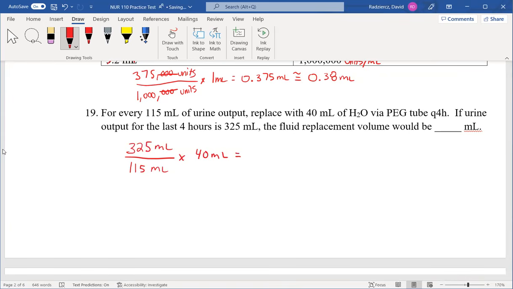325 times 40 is 13,000, divided by 115 gives you 113.0434. You would round that to the nearest tenth. And because the nearest tenth would be 0, we're just going to leave it at 113 milliliters. I just want to double check that I did that all right. Yeah, 113 milliliters would be the replacement volume for this question.